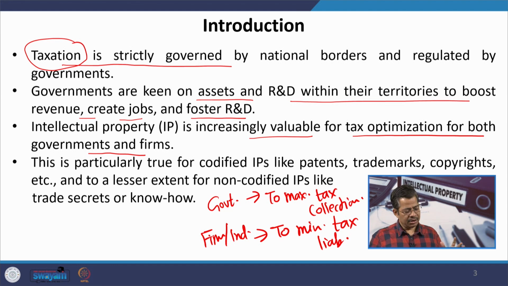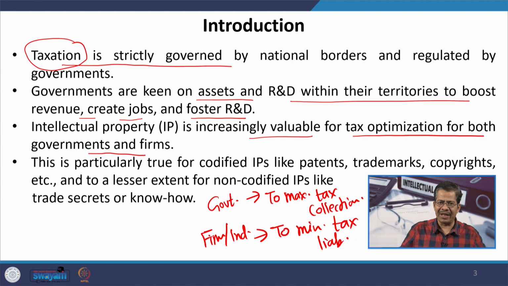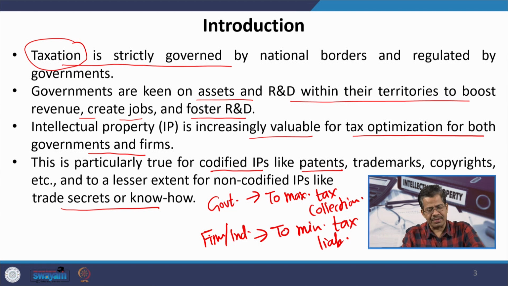So, both have their own purpose or their own objectives, and accordingly optimization of tax structure becomes a very interesting problem. Now, in some cases where IP is very much intangible, within that also there are few IPs which are more visible than other types of IPs, like trade secret, know-how. These are known as non-codified IPs, because you have no documentation related to trade secrets and know-how, while in case of patents, trademarks, copyrights, design, etcetera, you have proper documents available, that is why these are known as codified IPs.